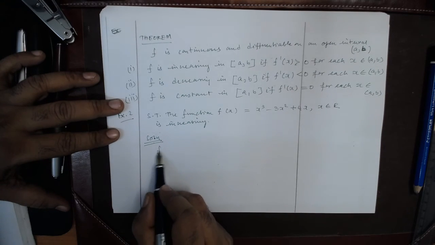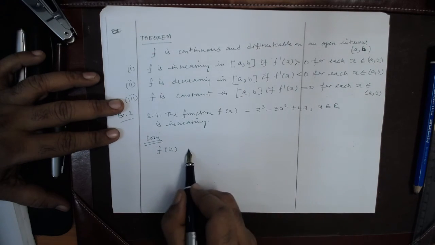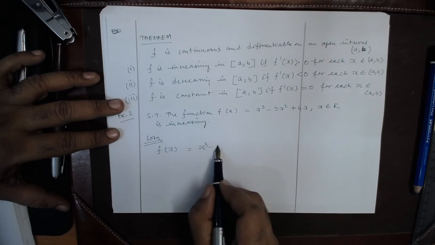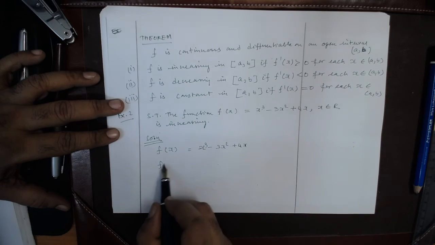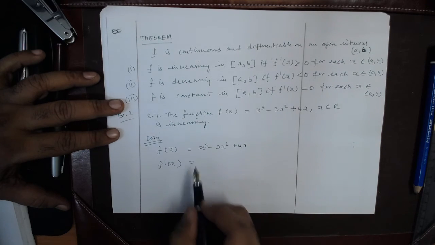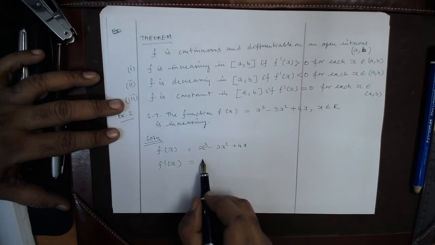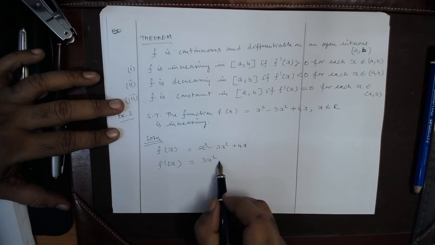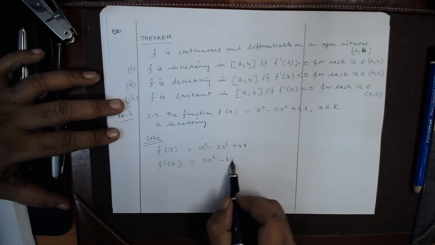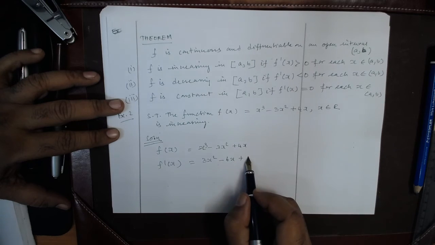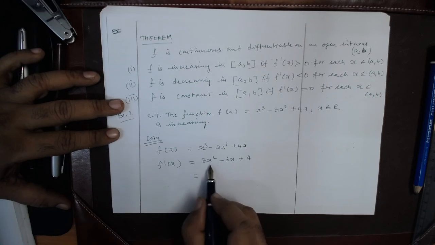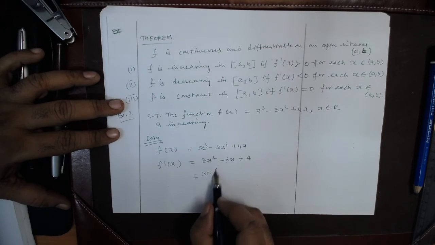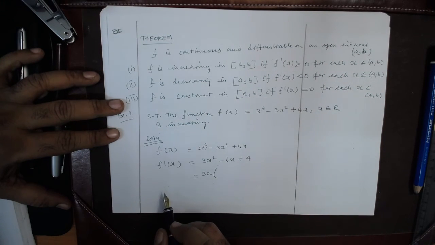So let us write the given function, f of x is equal to x cubed minus 3x squared plus 4x. Now what is f dash x? F dash x is nothing but dy by dx. So 3x squared, is it not? What about this? Minus 6x and this one plus 4. So that is equal to, we can take 3 as common, is it not?